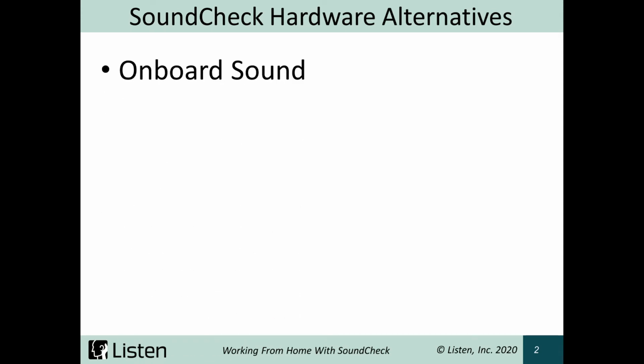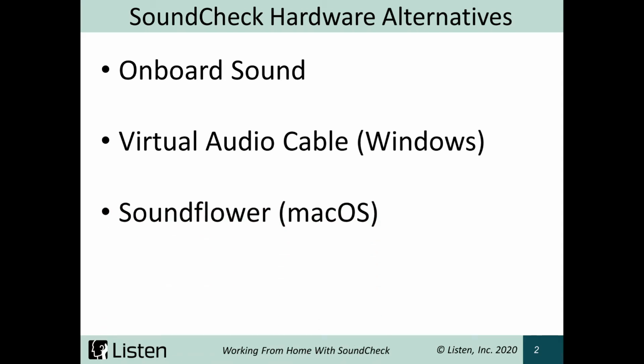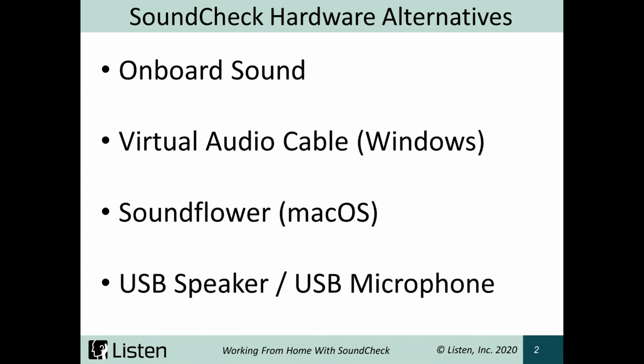First would be onboard sound. If your laptop has onboard microphone and speakers, these can be configured in SoundCheck hardware. Next is virtual audio cable. It's a very interesting software application that creates a virtual loopback between SoundCheck's output and input, so we can easily pass signal between the two. There's a similar application called Soundflower that's available for Mac OS. Lastly, if you have a USB speaker and a USB microphone or even a USB headset, we can configure those in SoundCheck hardware to be used as an audio device. So let's switch over to SoundCheck and I can demonstrate some of these options to you.